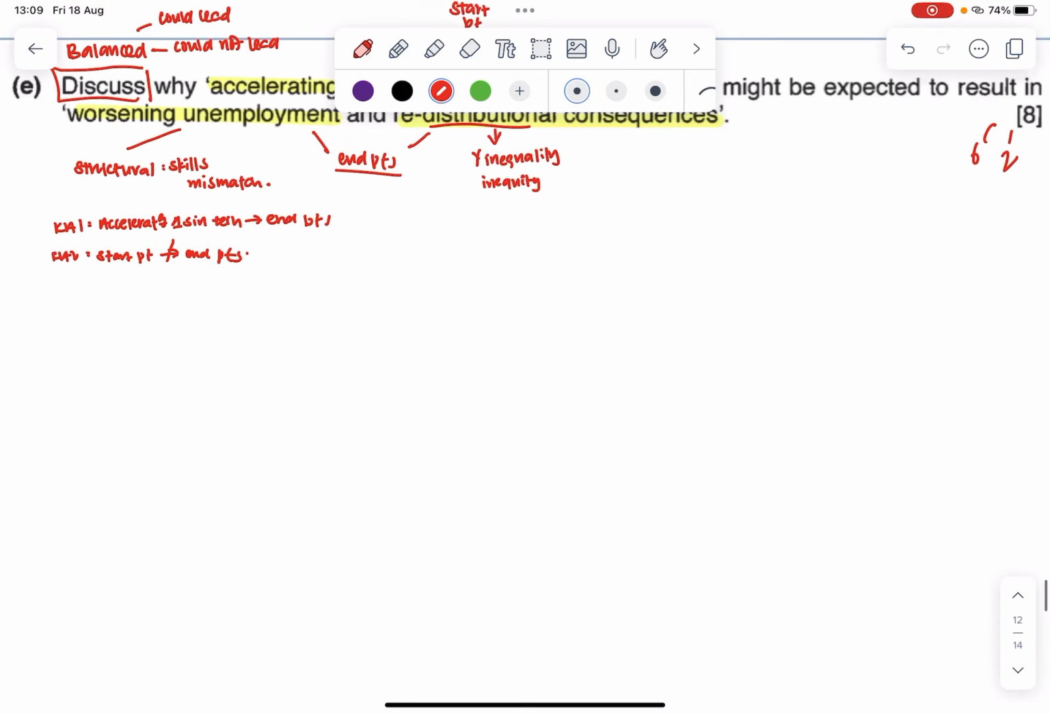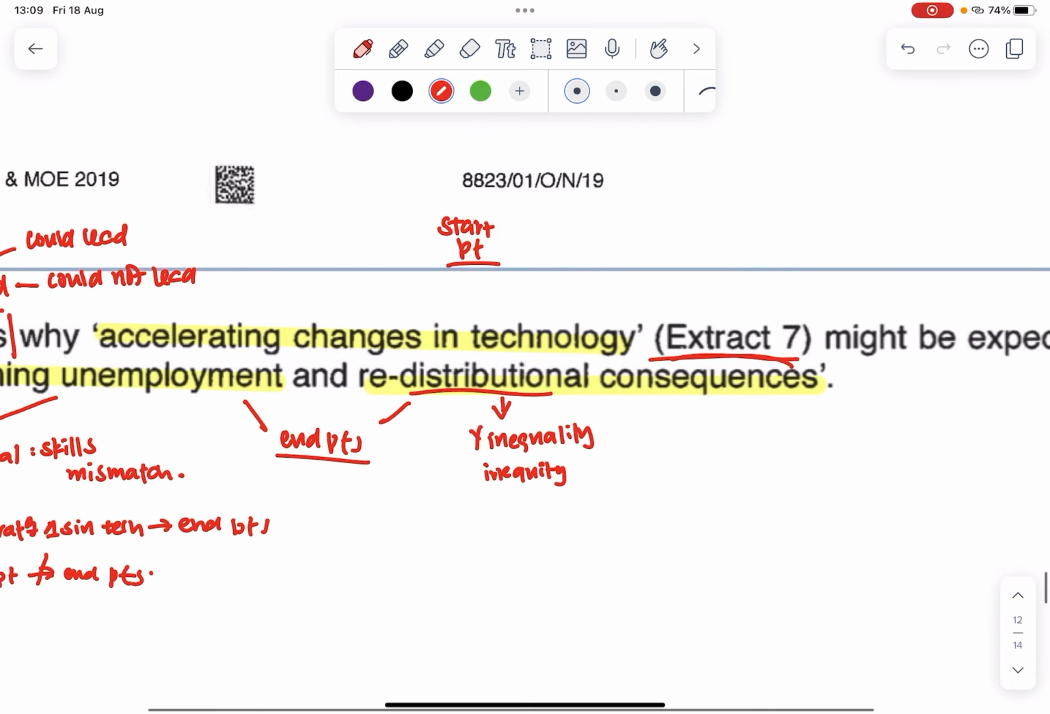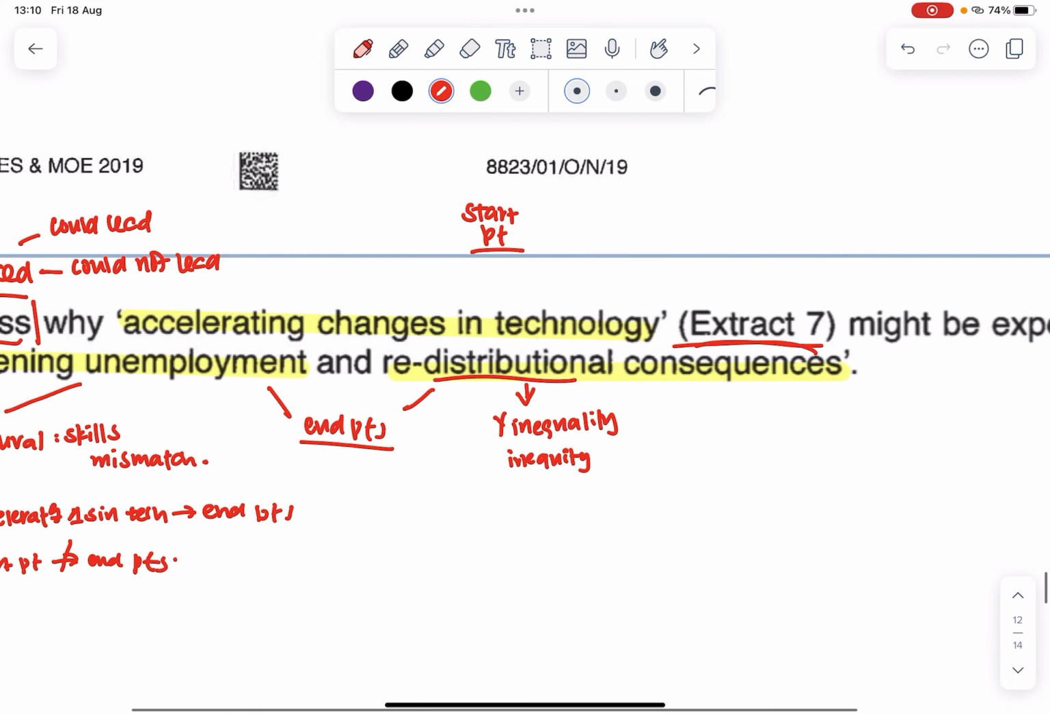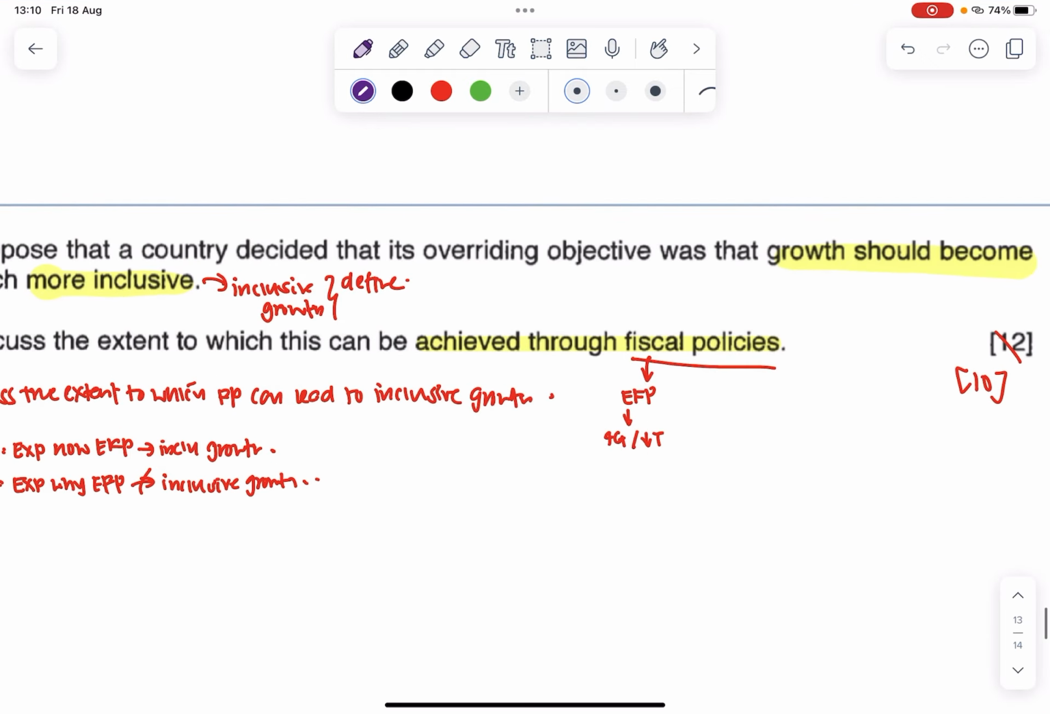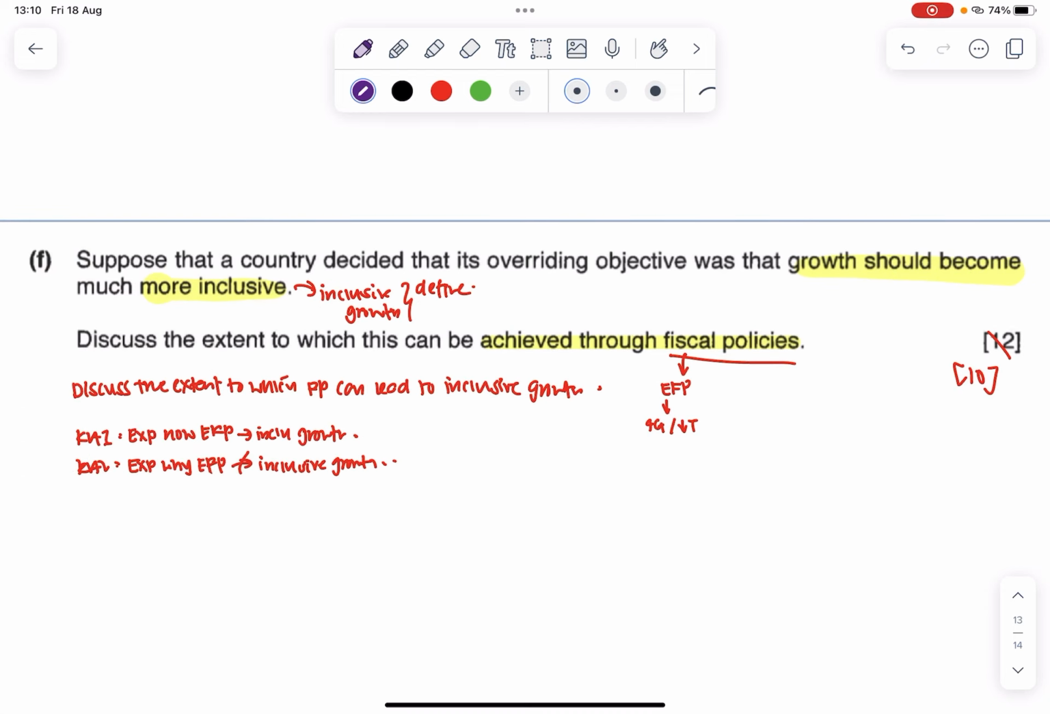Something unique about this question: in part E, they specifically quoted a part of the extract and told us it's in extract 7. But for part F, because there is no specific extract quoted that they want us to refer to, we would either have to scour through the whole CSQ, all the 5 extracts, or come up with our own examples from our own knowledge.